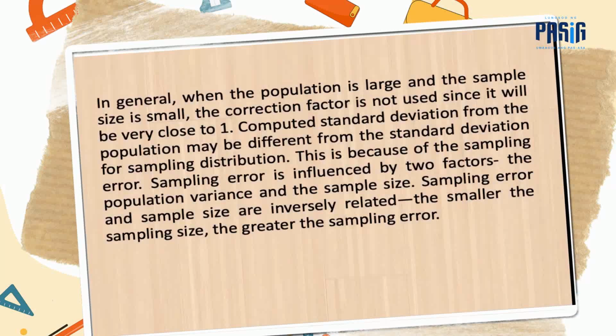Computed standard deviation from the population may be different from the standard deviation for the sampling distribution. This is because of the sampling error. The sampling error is influenced by two factors, the population variance and the sample size. Sampling error and sample size are inversely related. The smaller the sample size, the greater the sampling error.